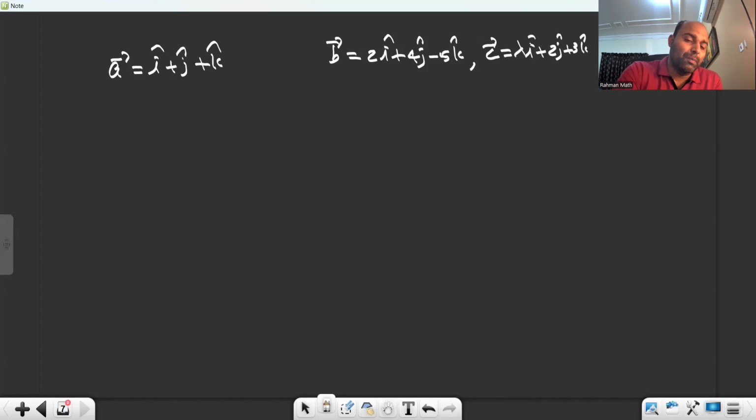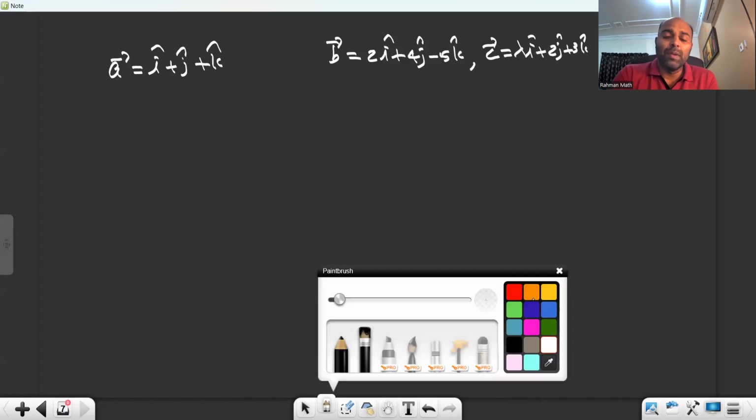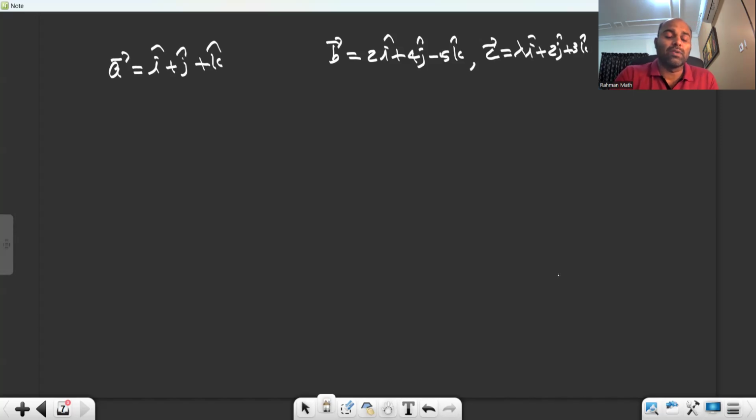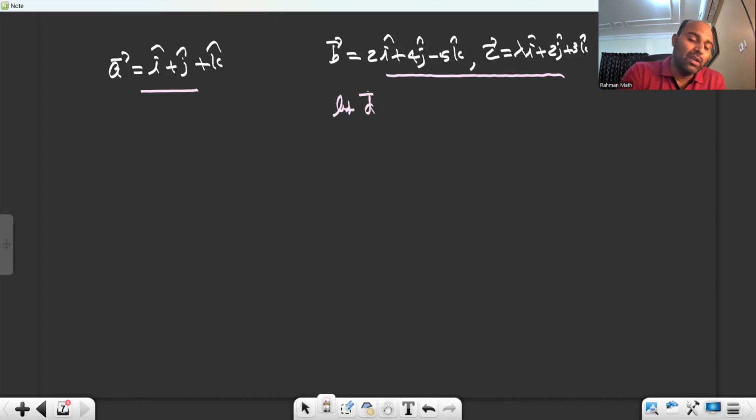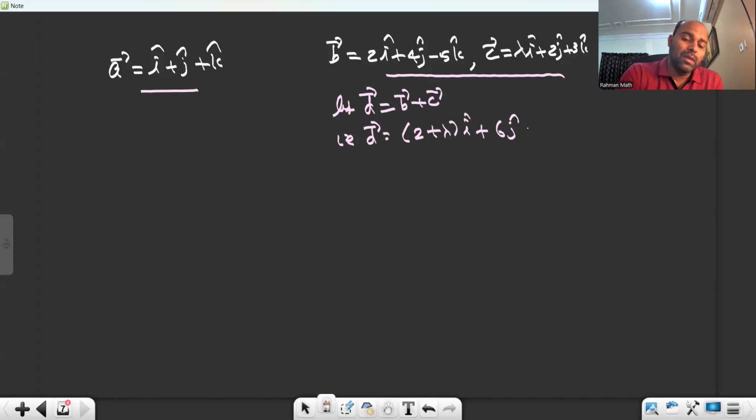Everyone should read the question. The problem I noticed, many people are simply writing the answer without reading the question. You read what is mentioned: the scalar product of this vector and the unit vector along the direction of this sum. So we have to find the sum. Let D equal to its sum, that is D equal to 2 plus lambda i plus 6j minus 2k. This is the sum.